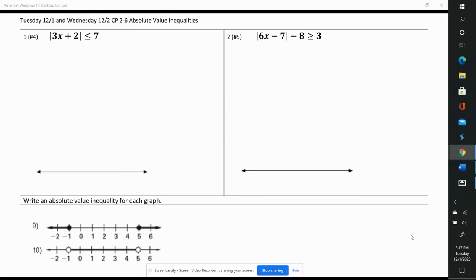Let's go over these practice problems for 2-6 on solving absolute value inequalities. We didn't have time to go over our Jamboard practice at the end of class, so we'll use this video as a nice substitute.